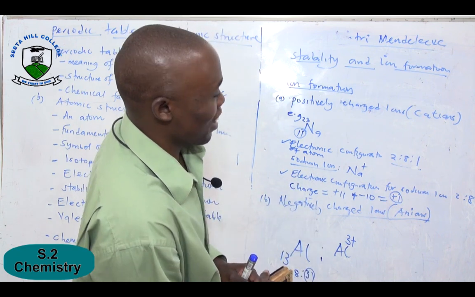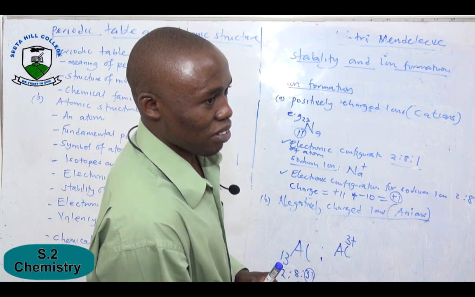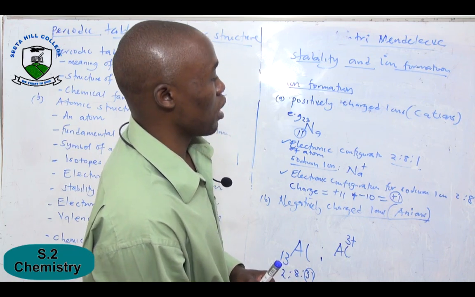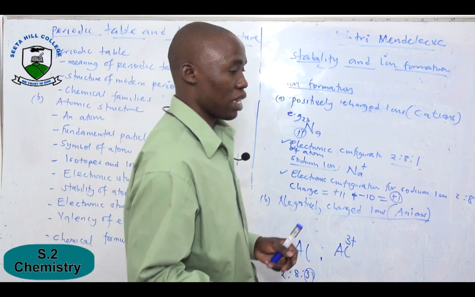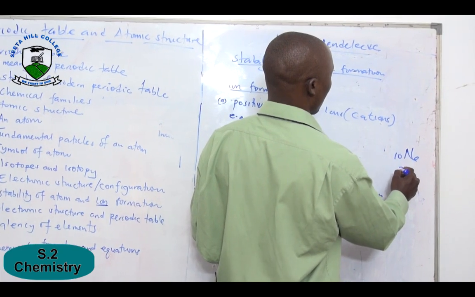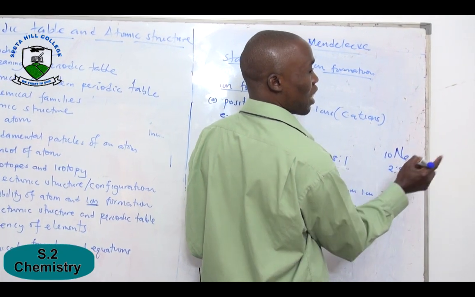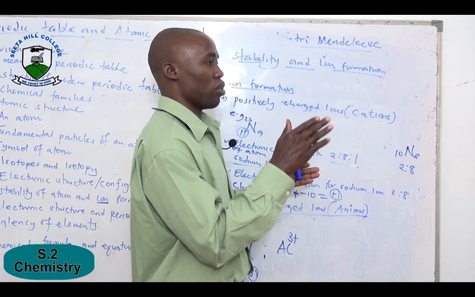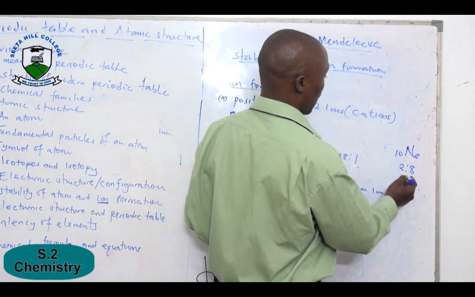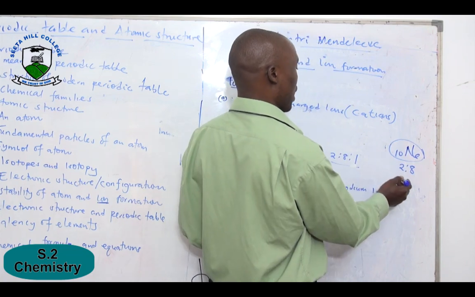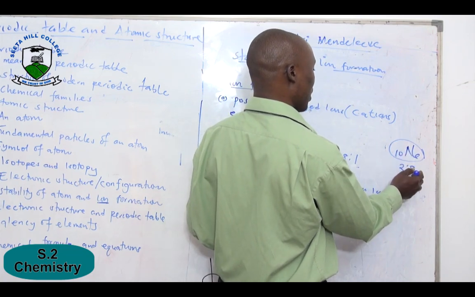Why can't 8 lose? Because 8 is stable. That means you see neon is in group 8 and it had what? Neon was 2, 8. That's why this is a group 8 element, neon. Why is it not losing?